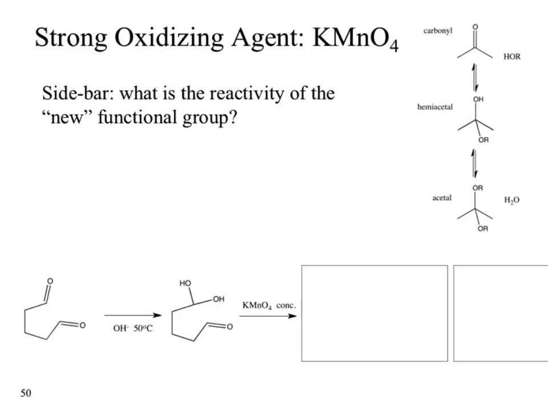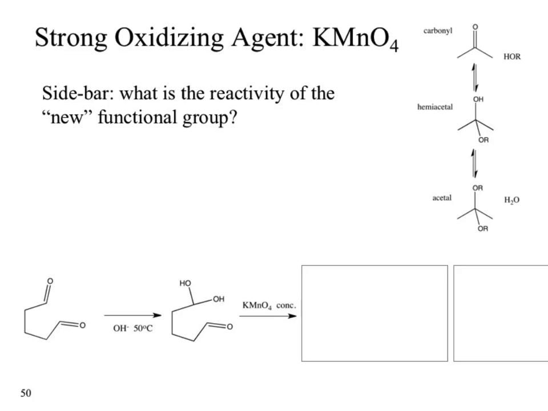The instant that now concentrated base reacts, or even a concentrated acid reacts, is that I now form this new functional group. This new functional group I would call a what? What is that functional group? If I just look at one of them, an alcohol. If I look at the other one, it's an alcohol. What do I have? A dialcohol or a diol.